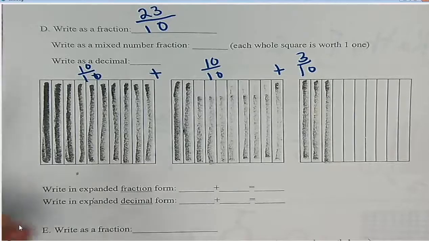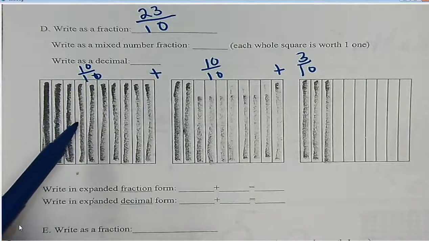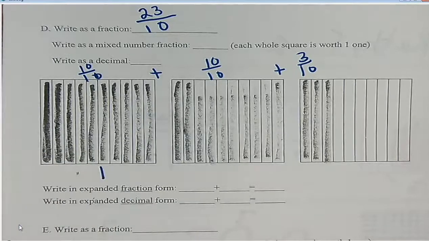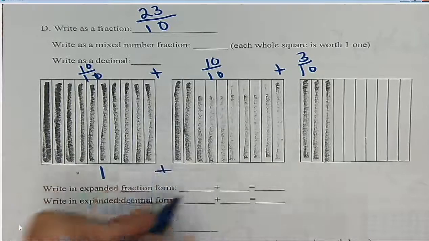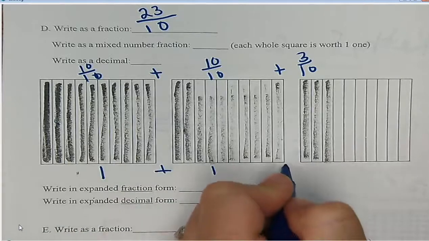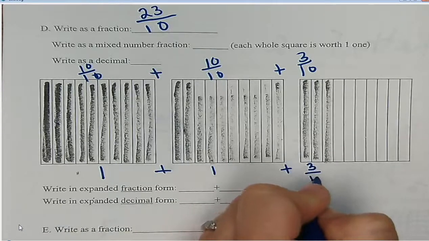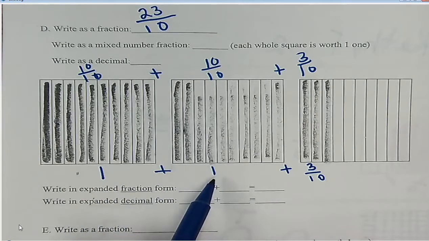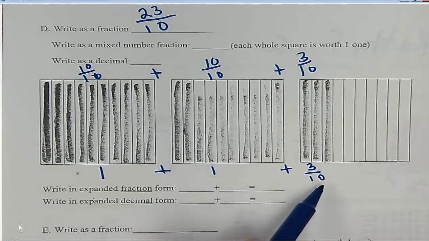We can also think about how 10/10 is worth 1 whole. So to write a mixed number, we would count that as 1 whole plus 1 whole plus 3/10. 1 plus 1 is 2, and 3 extra tenths.